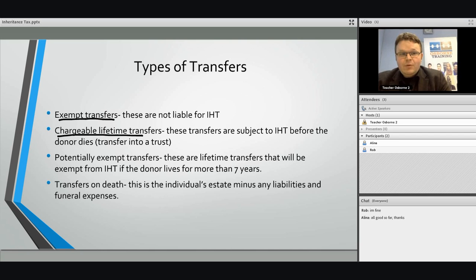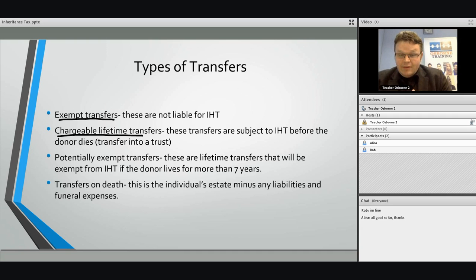Now, I've said before, there are some lifetime transfers that are subject to IHT. Usually these are trusts. So if you ever see someone giving money into a trust, they might be charged IHT.